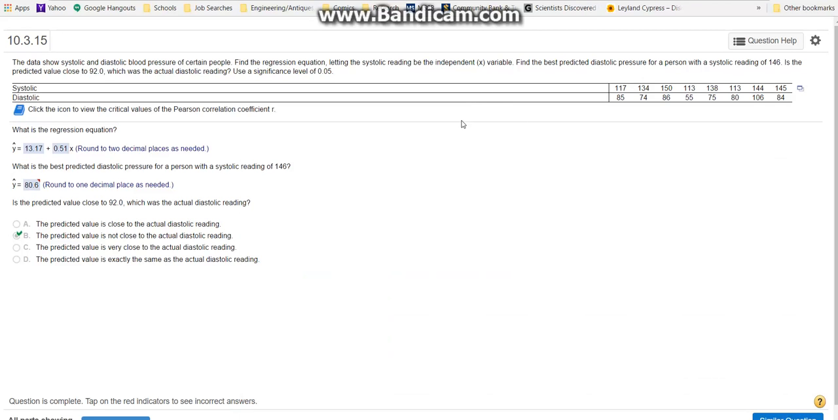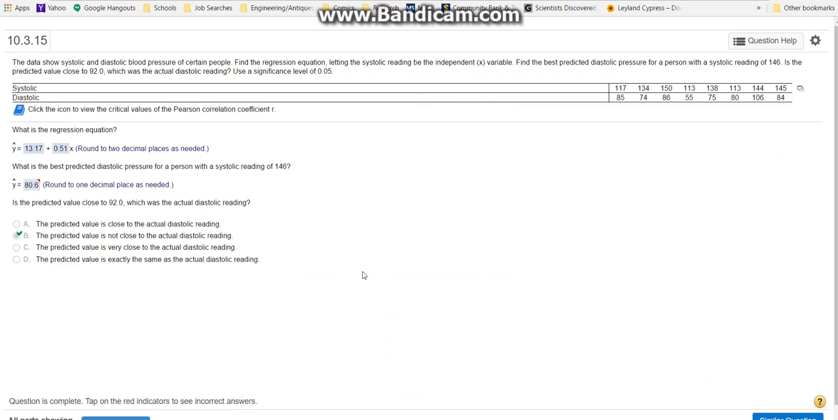Let's take a look at this problem here. We want to find the best predicted diastolic pressure for a person with a systolic reading of 146. Is the predicted value close to 92? That's another question we want to ask.